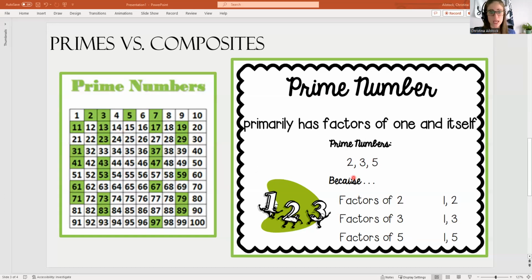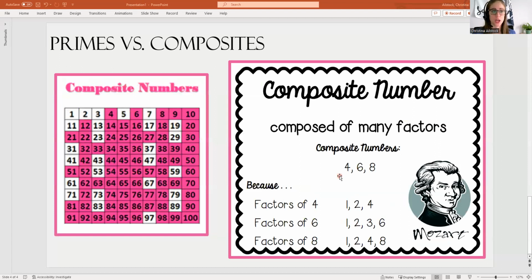All these other numbers that are not considered prime are called composites because they are composed of many factors. That's a pretty big majority of them, listed here in pink. 4 would be composite because it has multiple factors: we can do 1 times 4 and we can do 2 times 2. 6 would be a composite number because we have 1 times 6, but we also have 2 times 3. So there are multiple factors that make up that number.